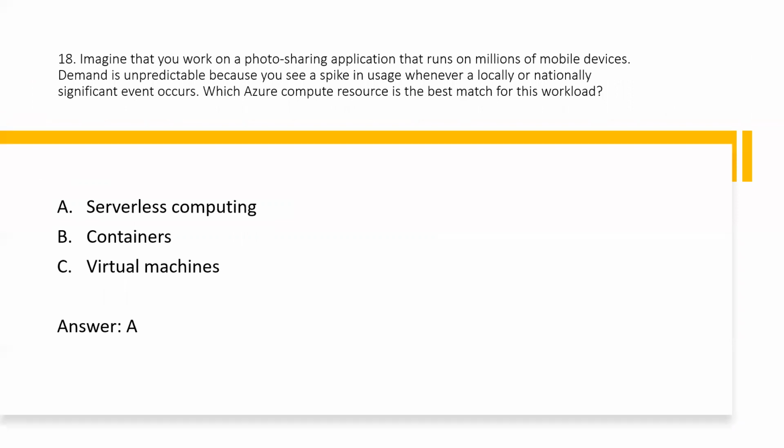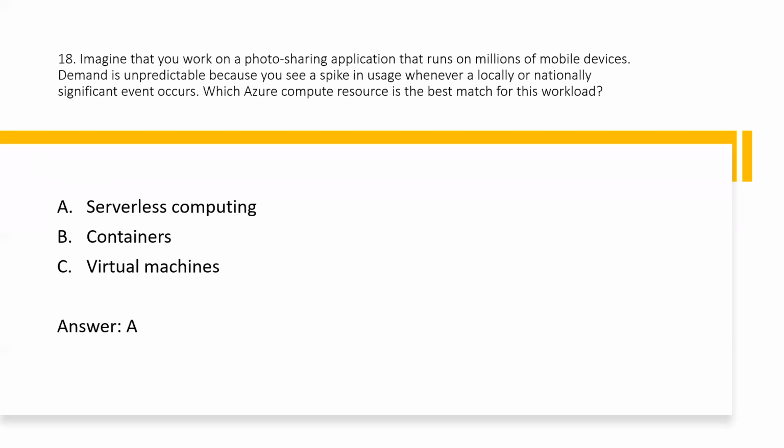Question 8. Imagine that you work on a photo sharing application that runs on millions of mobile devices. Demand is unpredictable because you see a spike in usage whenever a locally or nationally significant event occurs. Which Azure compute resource is the best match for this workload? Serverless computing, containers, virtual machine. Here is the right answer, serverless.